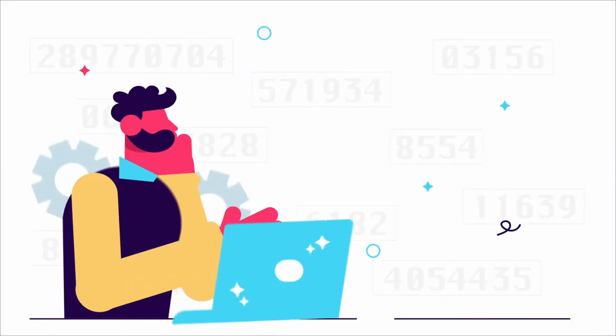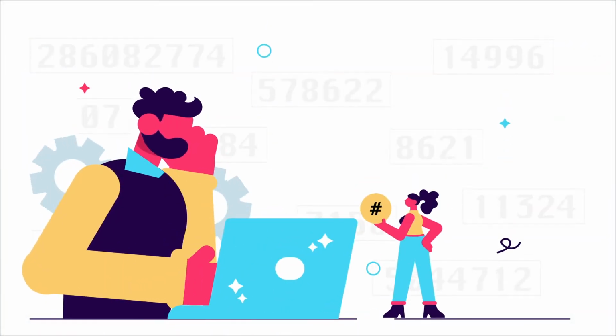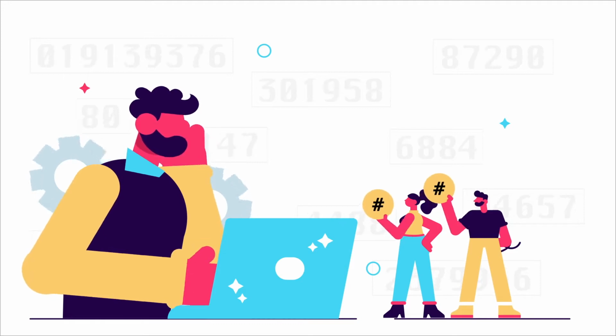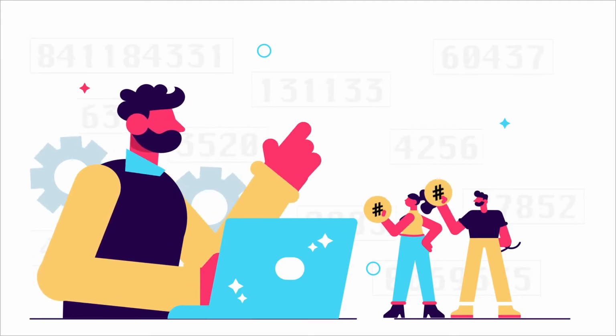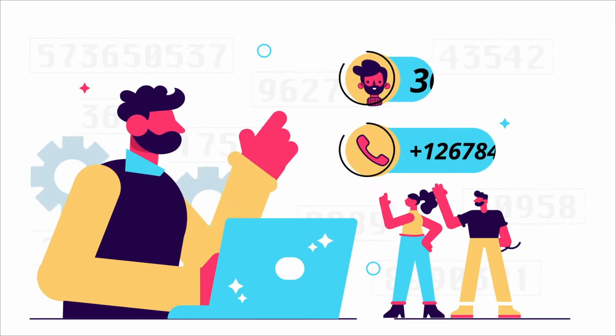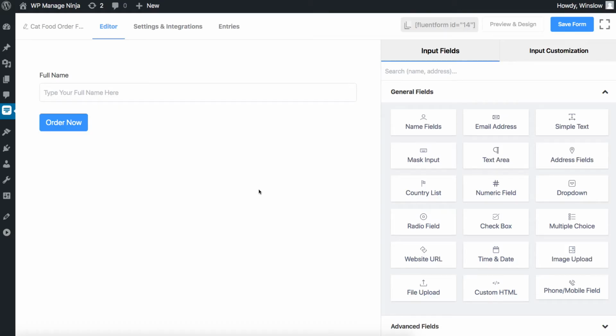Taking in various numeric user data, like contact numbers, age, etc., can often get tricky, but you can do that very easily using WP Fluent Form's numeric field. To do that, just scroll to the numeric field from the General Fields menu and click on it.